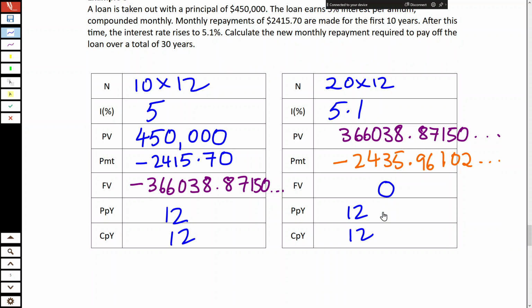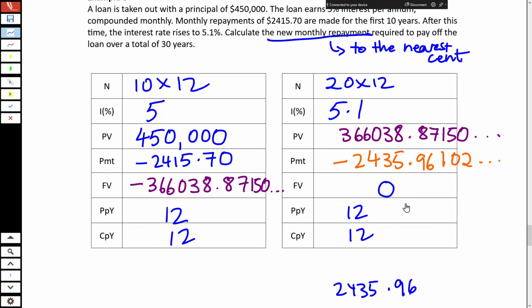Yeah, so there's a technicality here. What do you do with the final payment? I'm not going to worry about that. Okay, so here I'm just asking for the new monthly repayments, and let's assume to the nearest cents. So for the final payment, it'll just be that loss. In an exam situation, they'll be more specific.